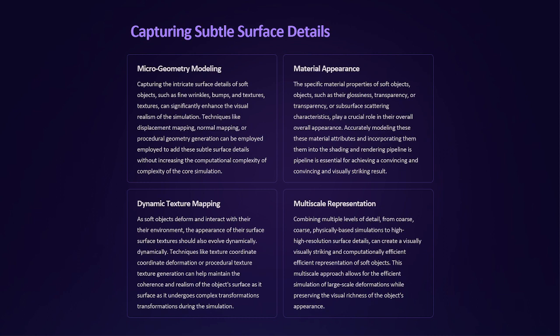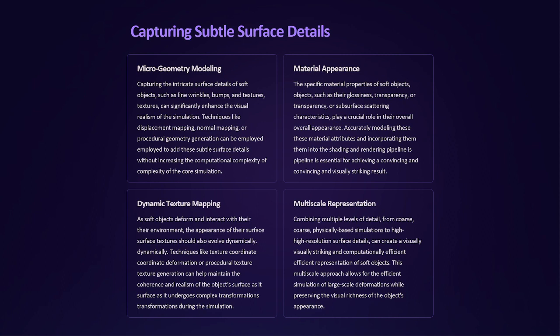Now let's see capturing subtle surface detail. First is microgeometry modeling. Capturing the intricate surface detail of soft objects, such as fine wrinkles, bumps, and textures, can significantly enhance the visual realism of the simulation. Techniques like displacement mapping, normal mapping, or procedural geometry generation can be employed to add these subtle surface details without increasing the complexity of the core simulation.